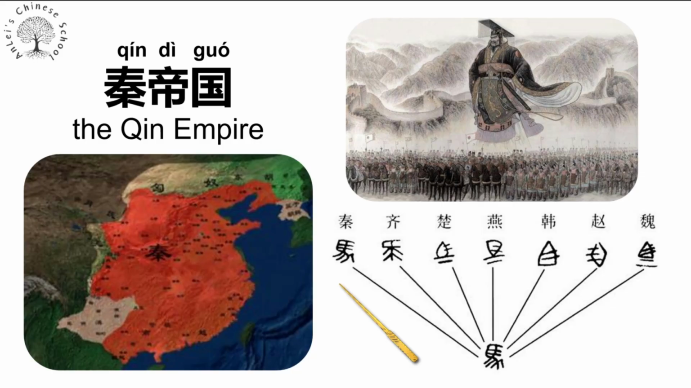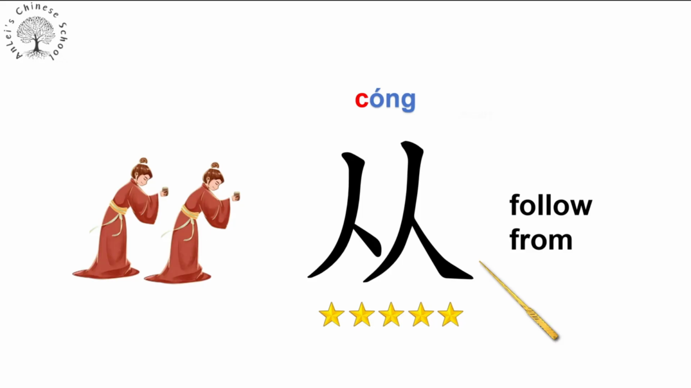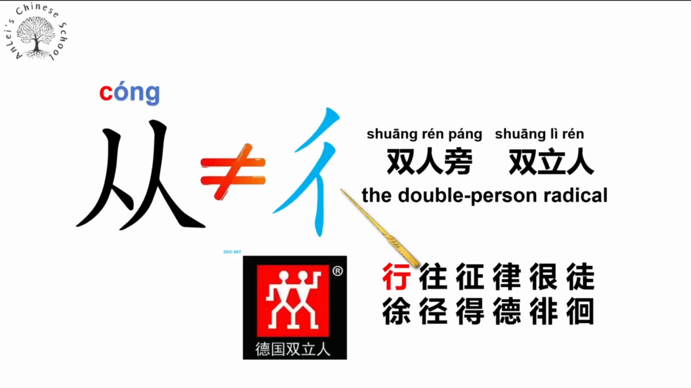This situation hindered the transmission of government decrees and cultural exchanges. So Emperor Qin Shi Huang appointed his prime minister Li Si to unify the writing characters of the entire country into Xiaozhuan script. One person follows another. This character is Cong, follow, from. There's one important radical called Shuang Ren Pang, the double person radical. It's also called Shuang Li Ren, double standing person, like this German brand. But this radical doesn't come from the character Cong. It comes from the character Xing.